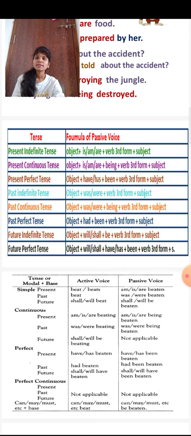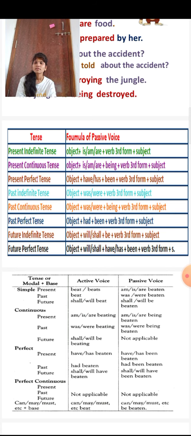Again I'll repeat. Identify the subject, verb and object in the active sentence to convert it into passive voice. This is the first rule. For example, he drives a car. In that, the subject is he, the verb is drives and the object is a car. So this is the first rule.